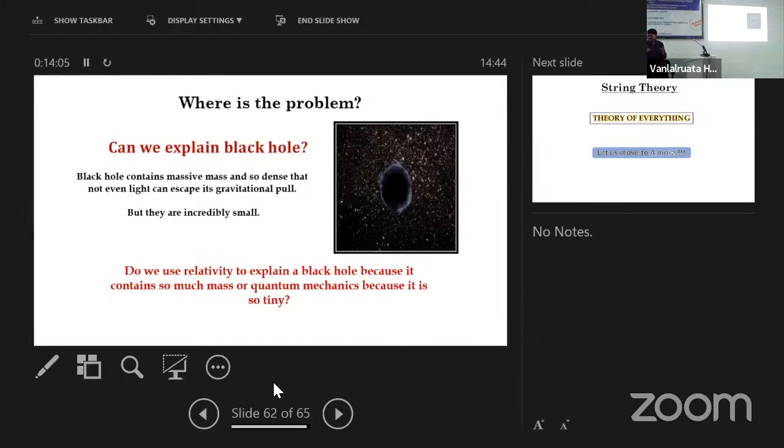A black hole contains, as you know, massive mass, so dense that not even light can escape its gravity. But they are small. So do you use general relativity to explain a black hole, because it contains so much mass, or quantum mechanics?